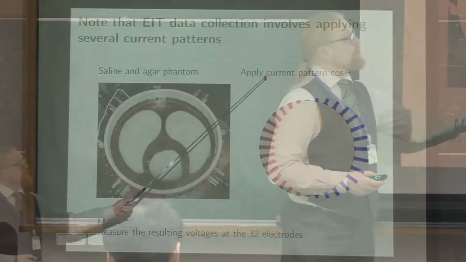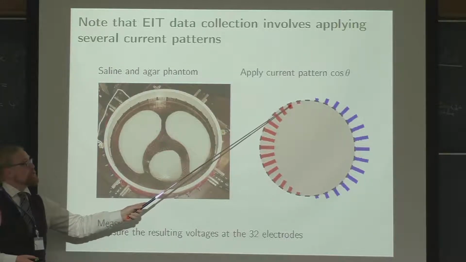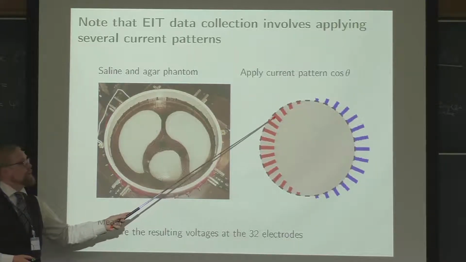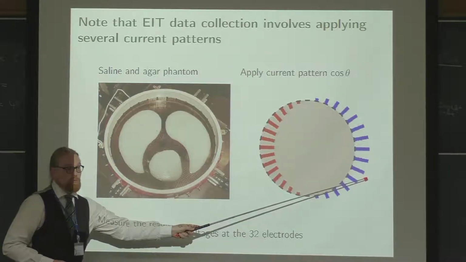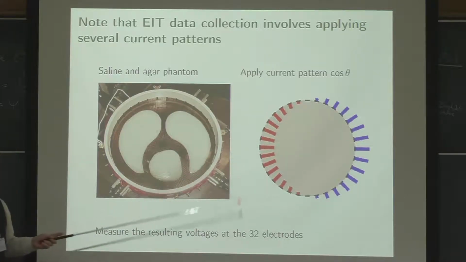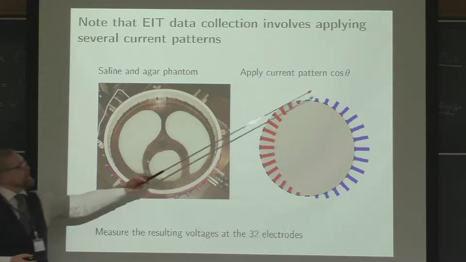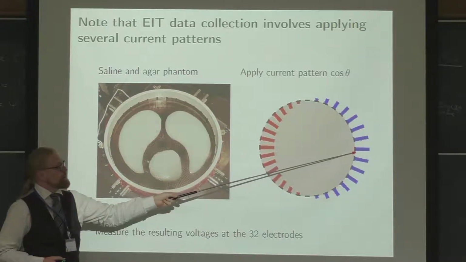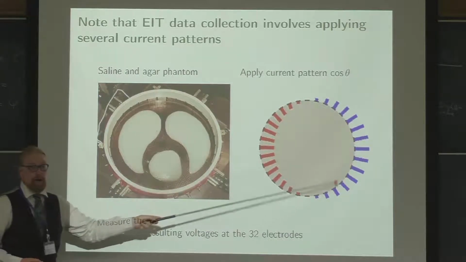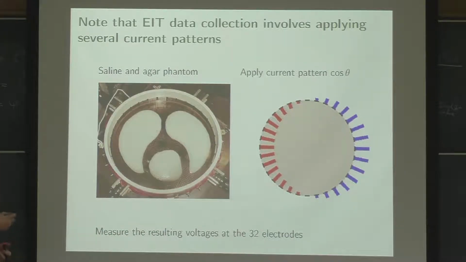For each so-called current pattern, we choose how much electric current to put in through each electrode and how much to take out. They must sum to zero because of conservation of charge. So that's one current pattern, which I denote by cosine of theta, thinking that theta is the angle starting from zero and going all around to 2 pi. So we apply these currents and measure the corresponding voltages at each electrode.